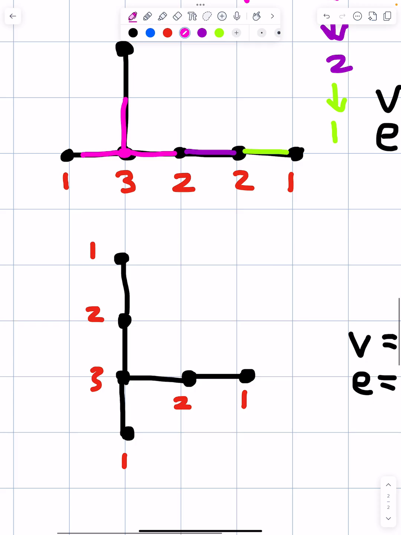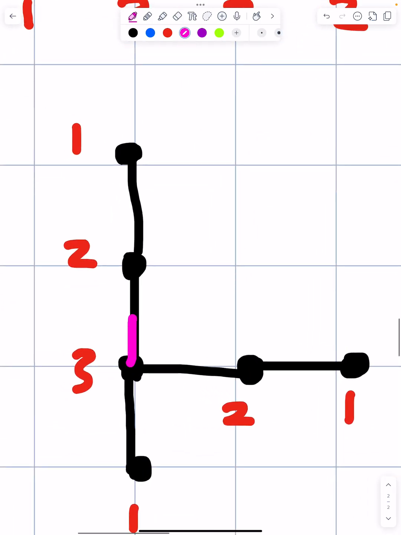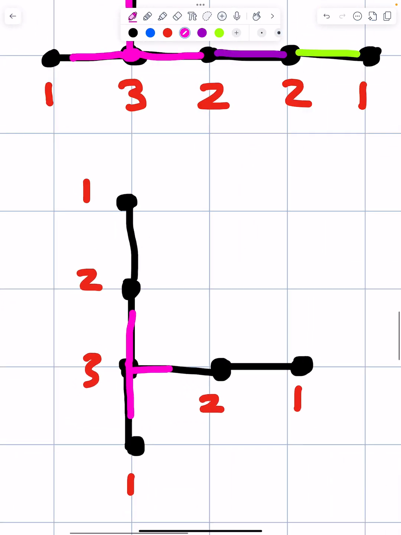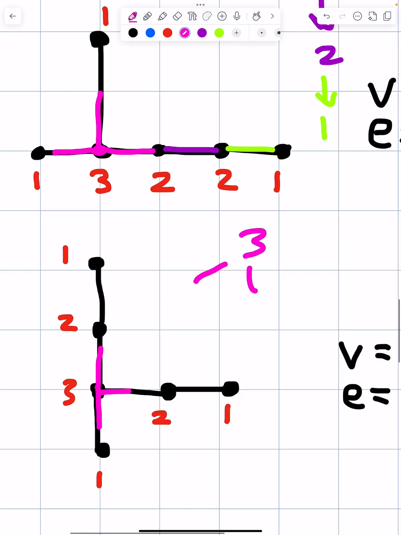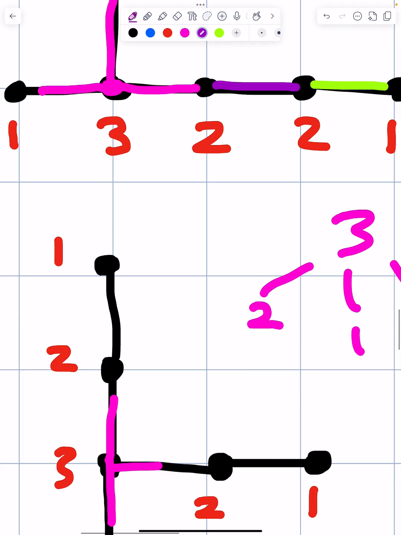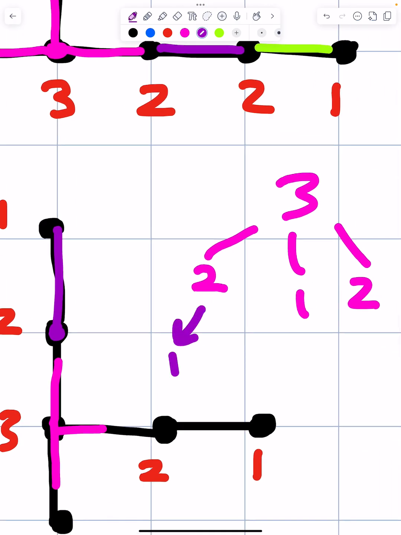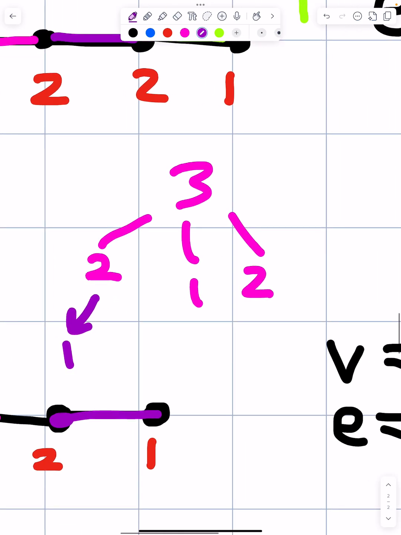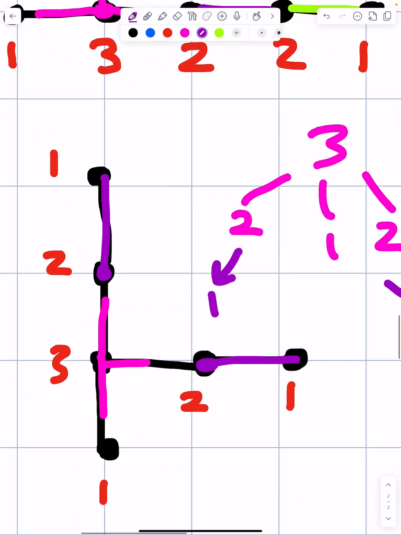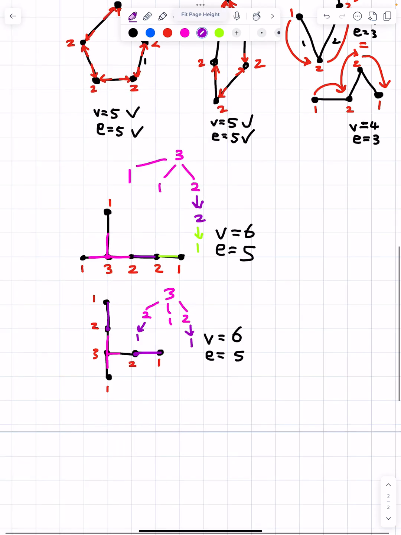Now let's start with 3 again. 3 is connected to a 2, 1, and 2. And that 2, this 2, is connected to a 1. This 2 is connected to a 1. And that 1 is just 1. Take a look at the difference.